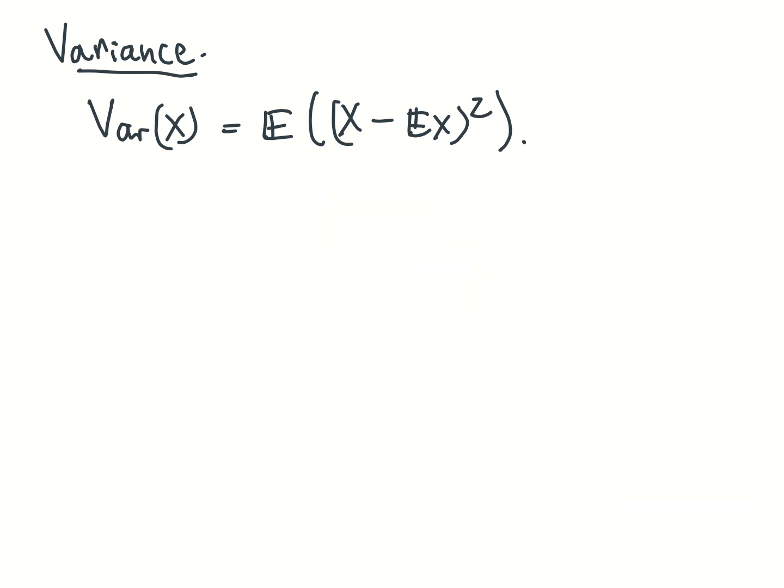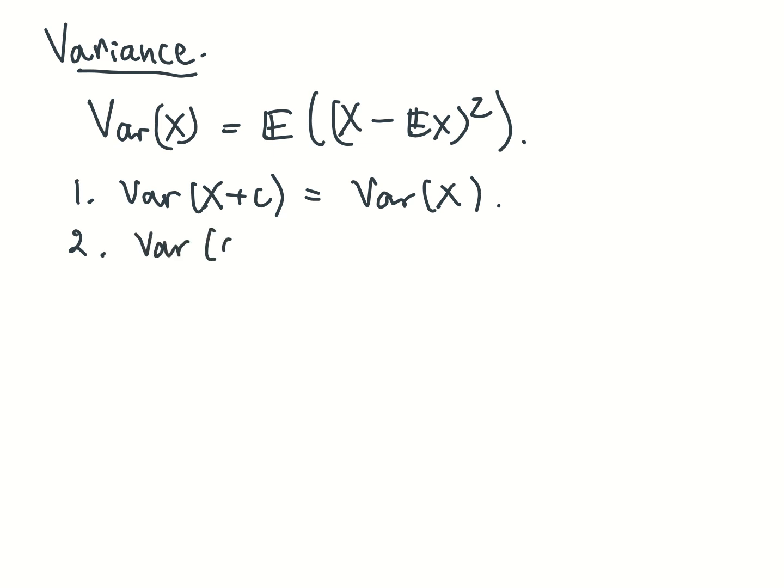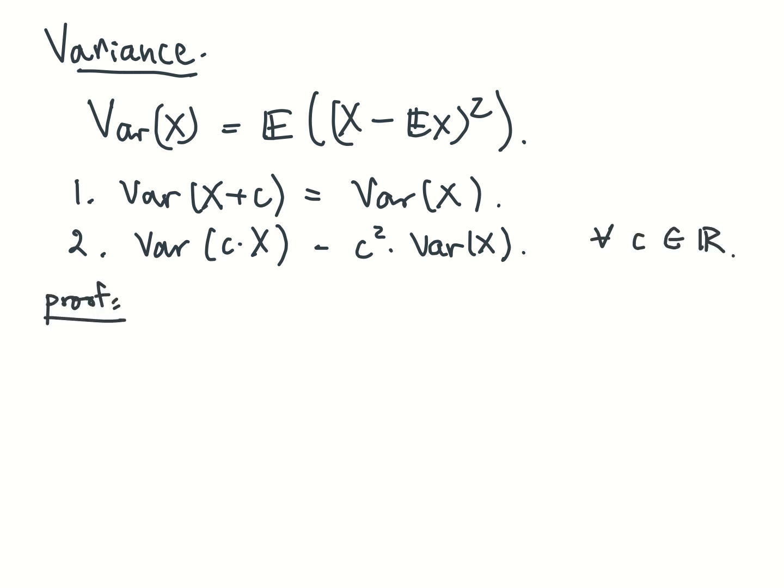The variance has a number of nice properties. Variance of x plus c is the variance of x. Variance of c times x is c squared times the variance of x. This is true for all real numbers c, positive and negative. Let's see why this is true.